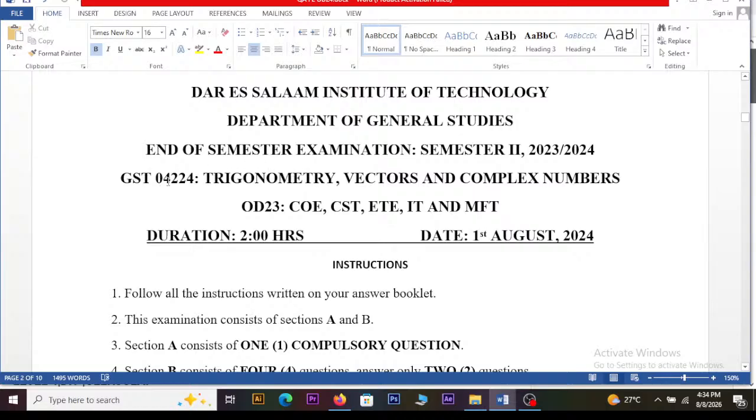Then module codes, GST 04224, trigonometry, vectors, and complex numbers. OD 23, COE, computer engineering, CST, communication system technology, ETE, electronics and telecommunication engineering, this is my course, IT, information technology, and multimedia and film technology, or MFT. But this module is being studied by 18 courses at DIT in all the 3 campuses: Dar es Salaam, Mwanza, and Songwe in Mbeya, in southern Tanzania. But later on, we are going to have a campus of Dodoma, where we have the Dodoma Institute of Technology.